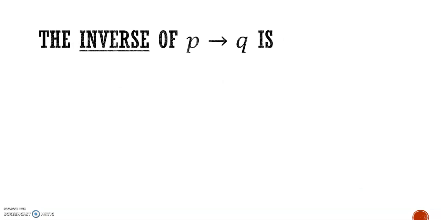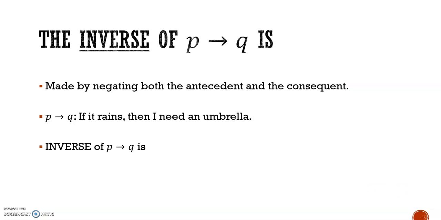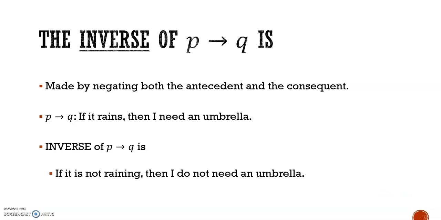The inverse of P implies Q is made by negating both the antecedent and the consequent. P implies Q. If it rains, then I need an umbrella. The inverse of P implies Q is, if it is not raining, then I do not need an umbrella.